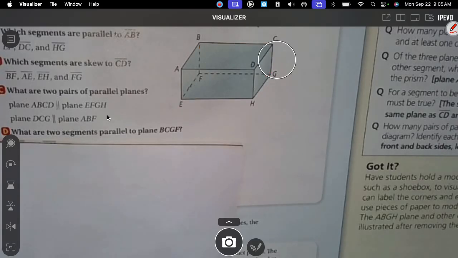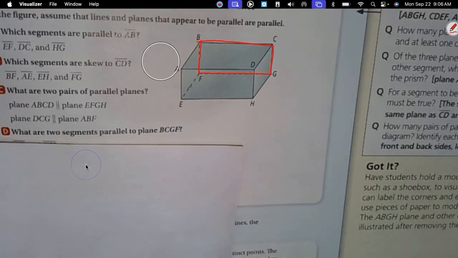No, the back. It said, okay, you've got this back plane right there. What are 2 segments that are parallel to it? Well, there's 4 to pick from. Does everybody understand that? You could pick AD, you could pick EH. I'll write those. Or you could pick AE and DH. Ooh, that's terrible handwriting.